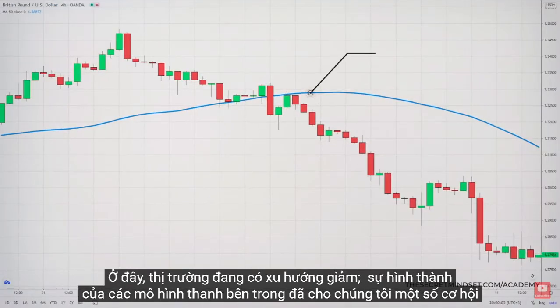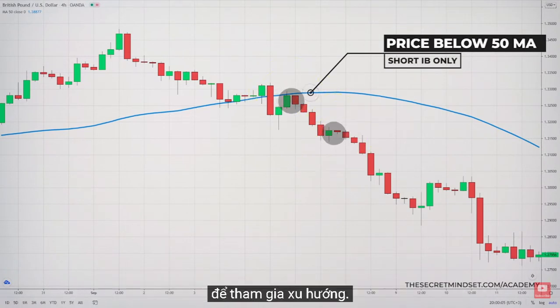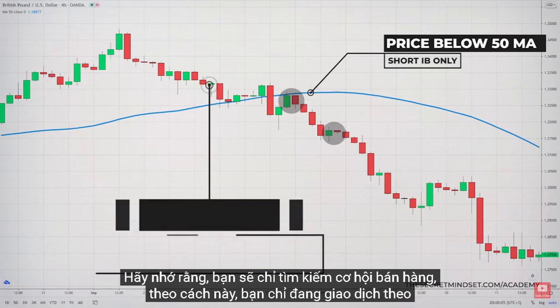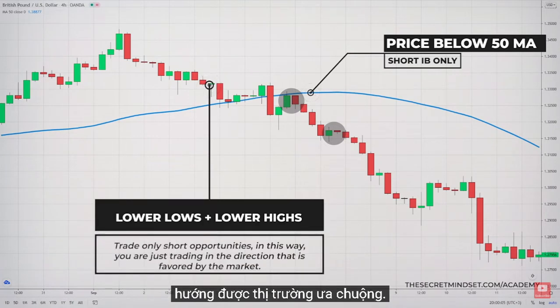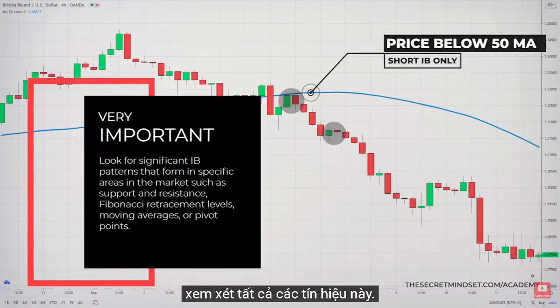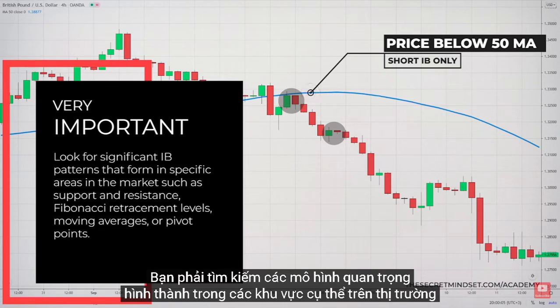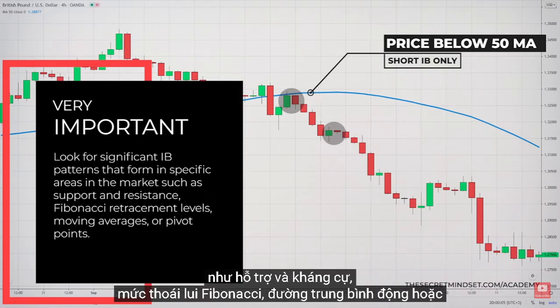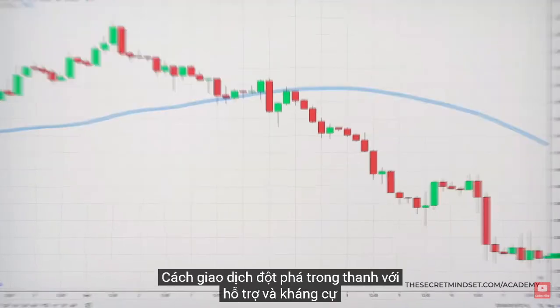Here the market is trending down. The formation of inside bar gave us several opportunities to join the trend. Remember, you will only look for selling opportunities, and this way, you are just trading in a direction that is favored by the market. Now, even though this price action setup will work well as a continuation pattern, you are not going to take all these signals into consideration. You have to look for significant patterns that form in specific areas in the market, such as support and resistance, Fibonacci retracement levels, moving averages, or pivot points.